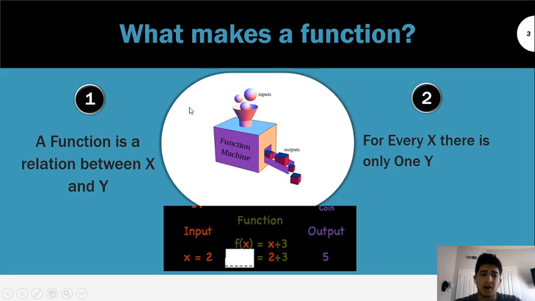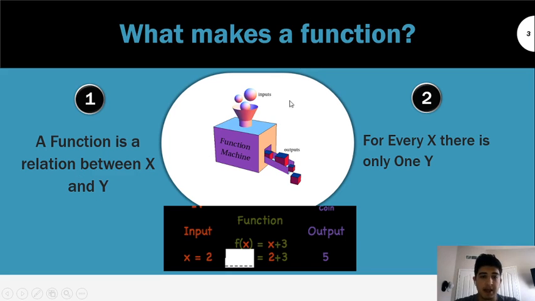An equation is something you're probably familiar with. It has an x and a y most of the time, and you put in a number and it gives you a solution, right? So that's pretty much one of the rules: a function is a relationship between x and y. What rule number one means is whenever you put in a number, or an x value, in your equation, you get a solution, otherwise known as a y. Whenever you put in an x, you get a y.